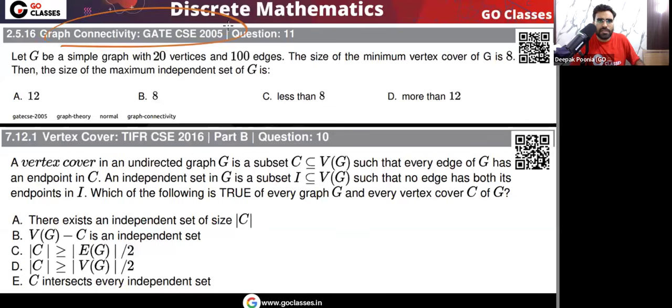You can see this is a GATE CS 2005 question. It is asking about the relationship between independent set and vertex cover. This is a TIFR 2016 question. It is asking for the relationship between vertex cover and independent set. This question is based on the relationship between vertex cover and independent set.